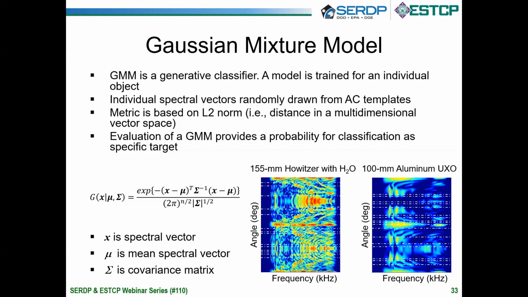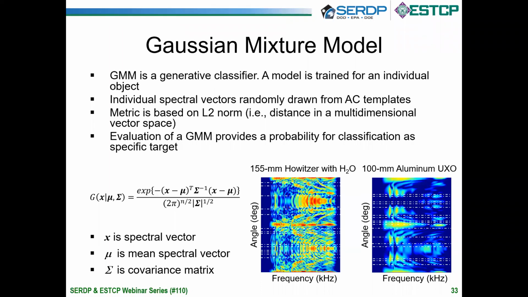For those people that aren't familiar with it, the equation here is a generalized Gaussian, where X is the spectral vector, one of these white lines in the acoustic color plot. Mu is the mean spectral vector, which means we've averaged the vectors, and the capital sigma is a covariance matrix.